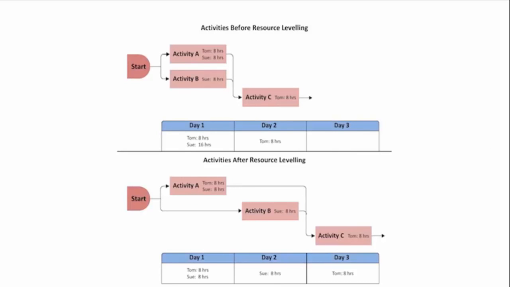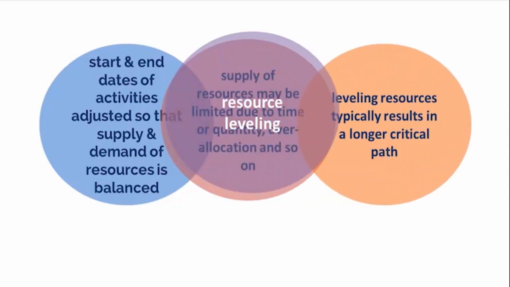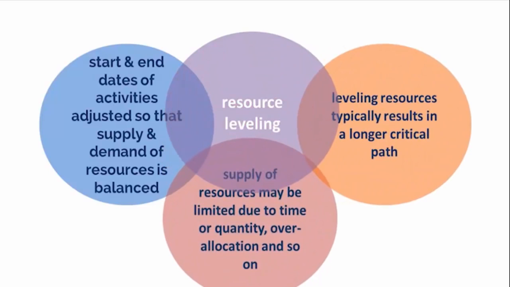Resource optimization techniques can be used to adjust the schedule model due to demand and supply of resources. Examples of resource optimization techniques include resource leveling and resource smoothing. Resource leveling is a technique in which the start and end dates of activities are adjusted so that supply and demand of resources is balanced. The supply of resources may be limited due to time or quantity, overallocation, or there may be a need to schedule them at a constant level. Leveling resources typically results in a longer critical path, so it's important to allocate scarce resources to critical path activities first in order to minimize the impact to the project schedule.